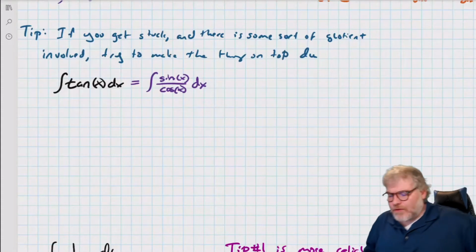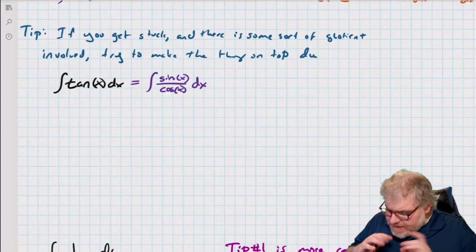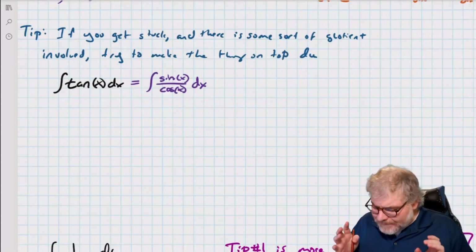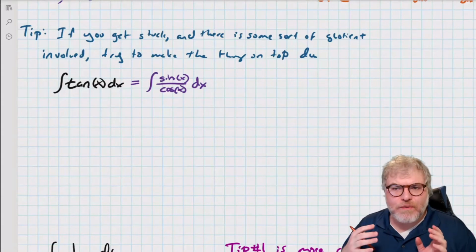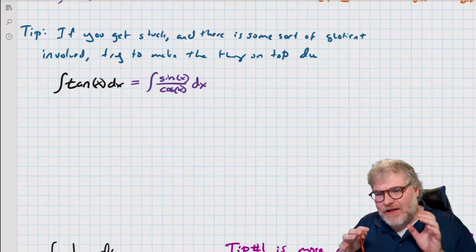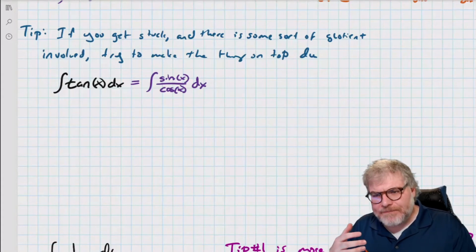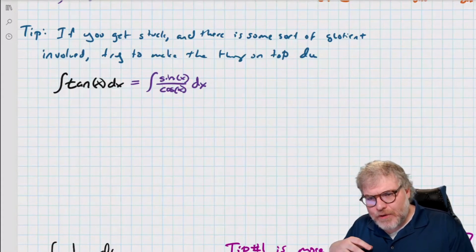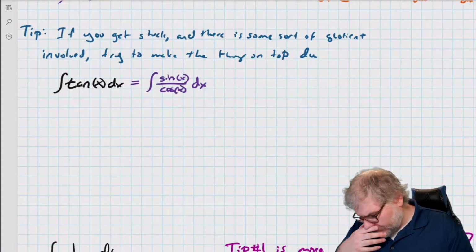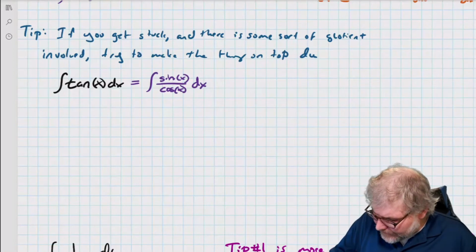Okay, let's look at another one of these. This one is a bit more difficult, and the tip here is that if it can be turned into a quotient, turn it into a quotient, and then try to make the thing on the top du. In other words, make the thing on the bottom u, if you can. And then check it. So let me show you what I mean here.